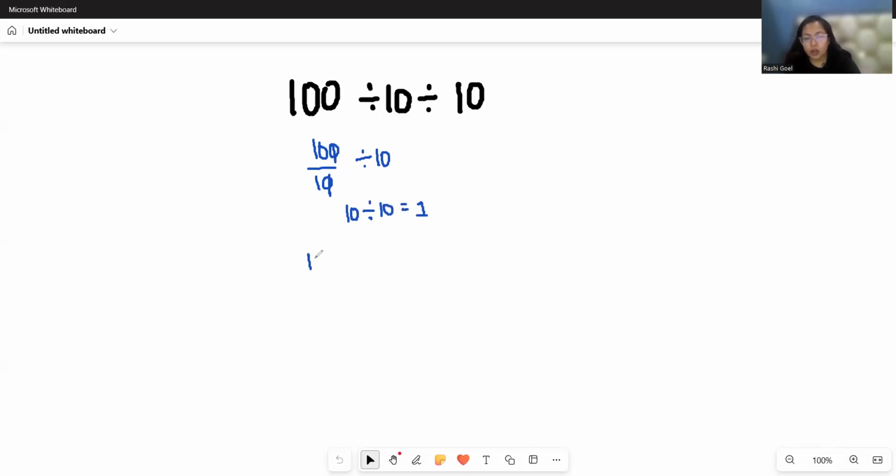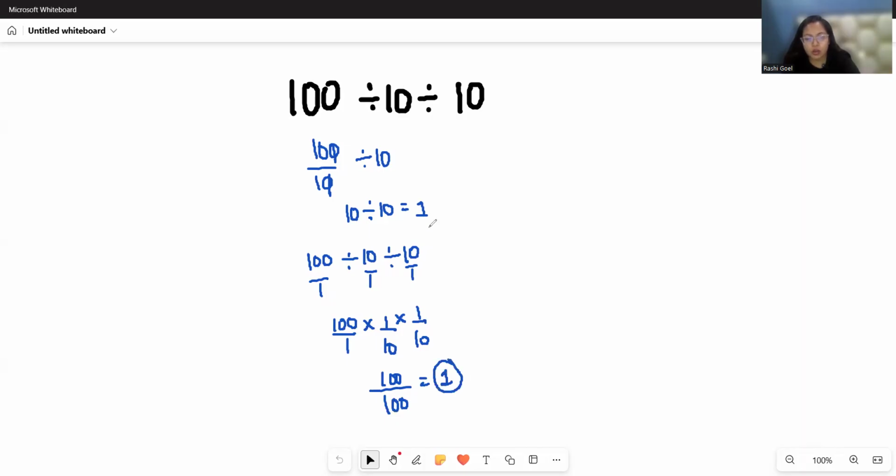Another method, what you can do: 100 divided by 10 divided by 10, divide this by 1. So 100 by 1, if we put a multiplication sign instead of division, we can write 1 by 10. Similarly, this becomes 1 by 10. So if we multiply the numerators, this becomes 100, and the denominator is also 100, then your answer is also 1. So both the cases are right. You can opt for any of them.